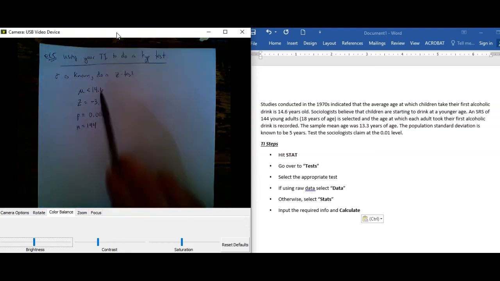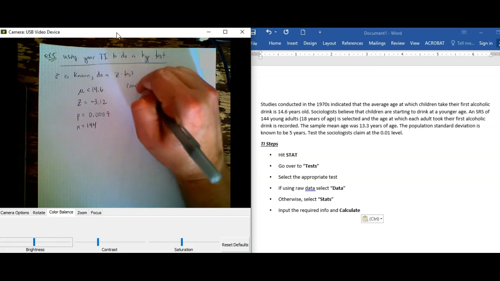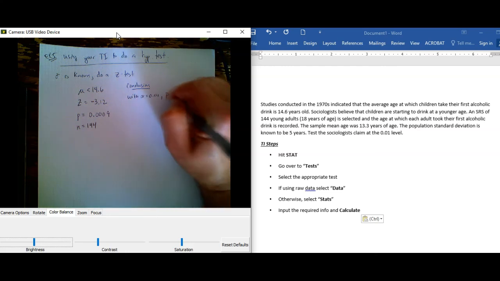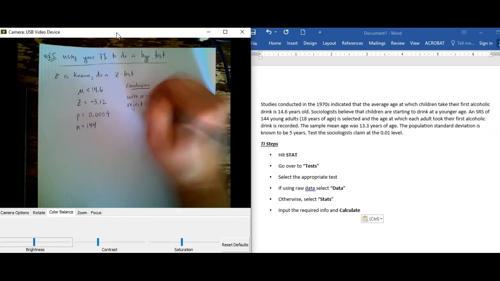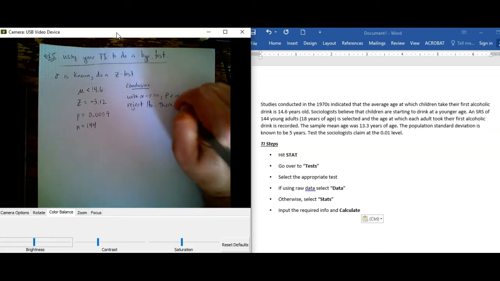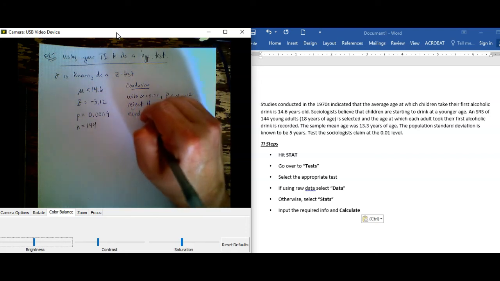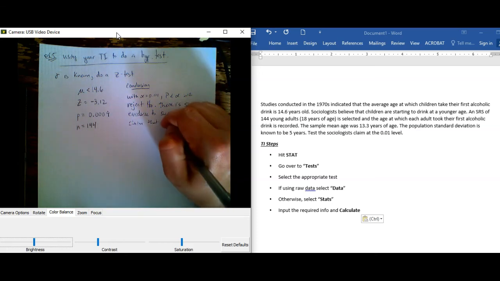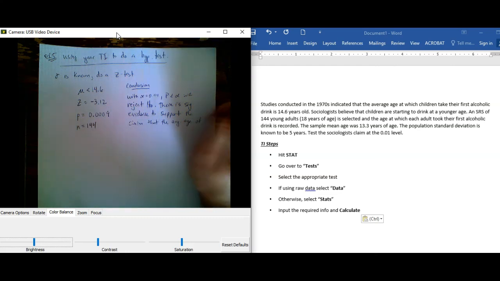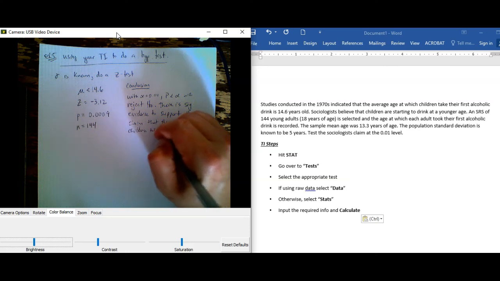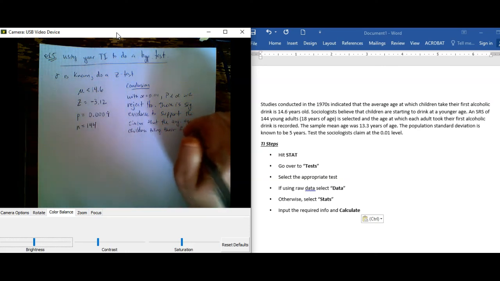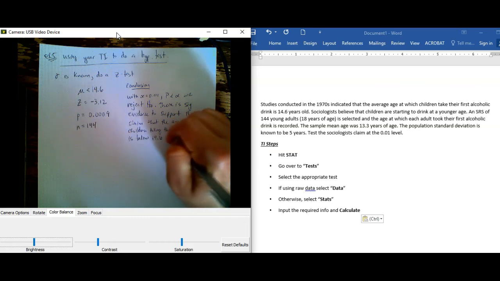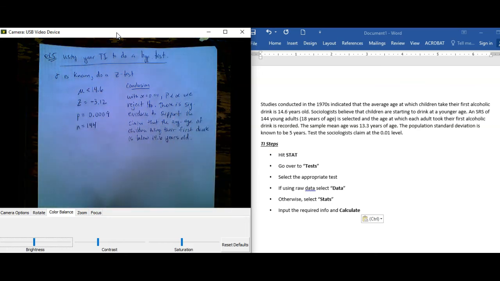Okay? So based off this p-value, we can conclude with alpha equal to 0.01, p is less than alpha, we reject the null hypothesis. There is significant evidence to support the claim that the average age of children taking their first drink is below 14.6 years old. Okay.